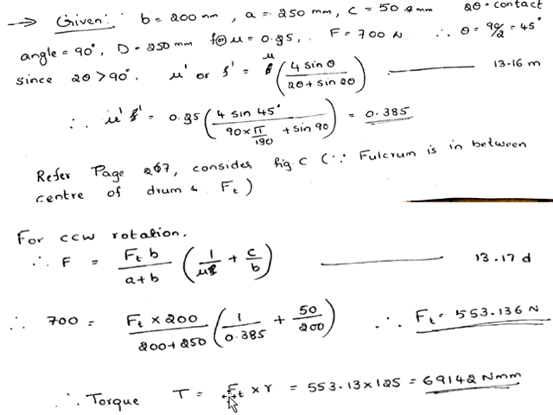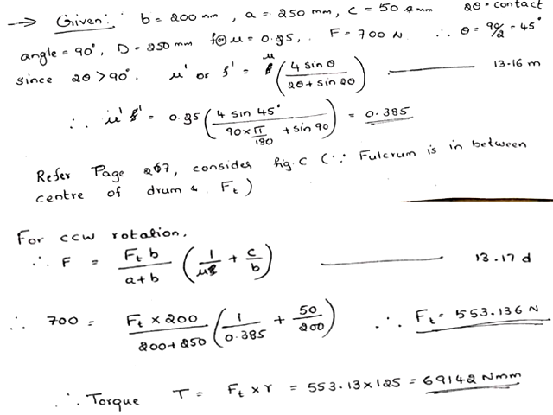Then calculate the torque value. Torque is given by Ft into R, where R is the radius of the drum. The diameter of the drum is 250, so the radius will be 125. You will get the torque value as 69,142 Newton mm.